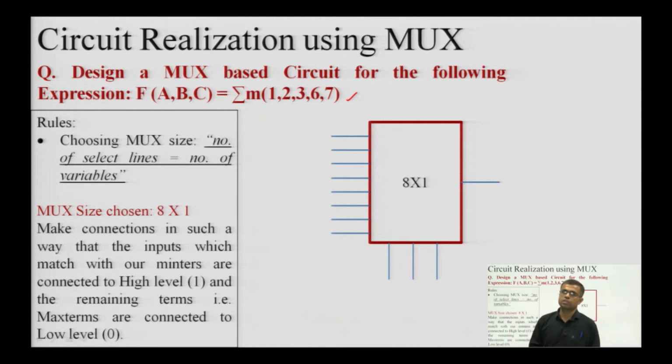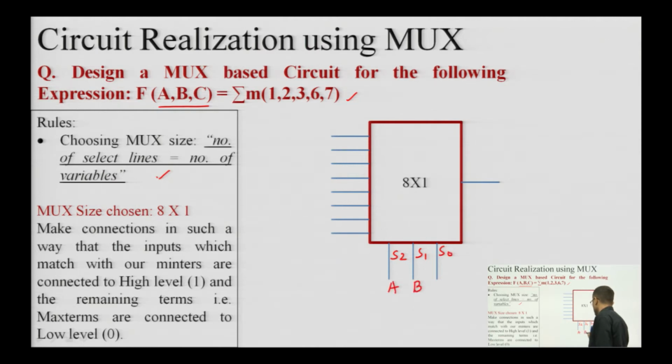If the examiner has not mentioned which multiplexer is to be used, then this is the rule for choosing the multiplexer size. The number of select lines should be equal to the number of variables. As we can see, there are 3 variables. So, I will be using the multiplexer which has 3 select lines, S2, S1, S0, which will be equivalent to A, B and C in our case. Okay. So, for these 3 select lines, there will be 8 inputs 0, 1, 2, 3, 4, 5, 6 and 7, and there will be a single output y. Okay.